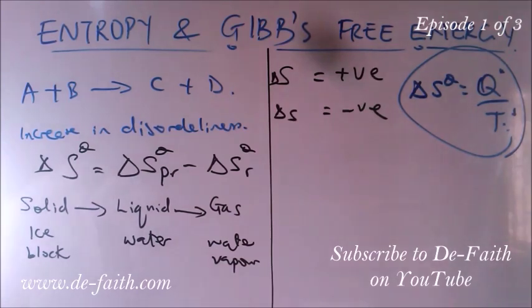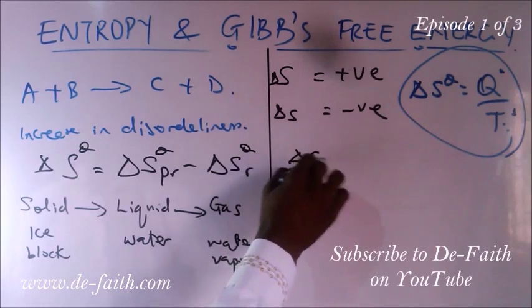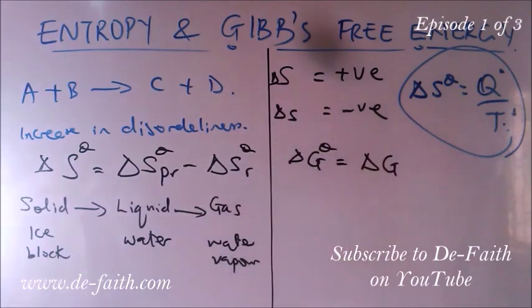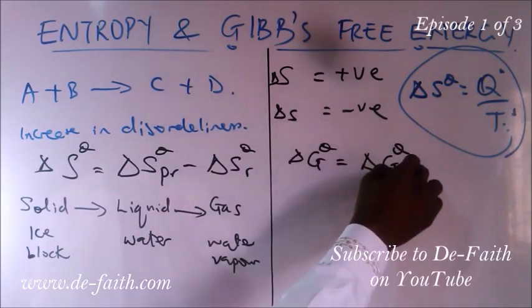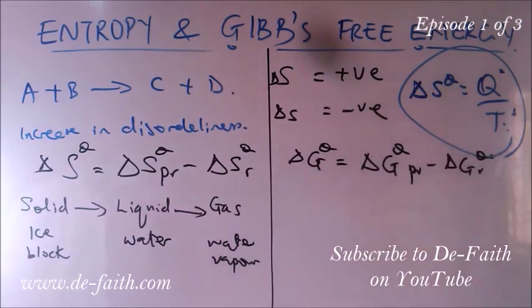When we talk about Gibbs free energy, it is talking about the amount of useful work that can be obtained from a system at constant temperature and pressure. Hence, Gibbs free energy is defined as the amount of useful work that can be obtained when work is being carried out. And we could have the standard Gibbs free energy change equal to the standard Gibbs free energy of the product minus the standard Gibbs free energy of the reactant.